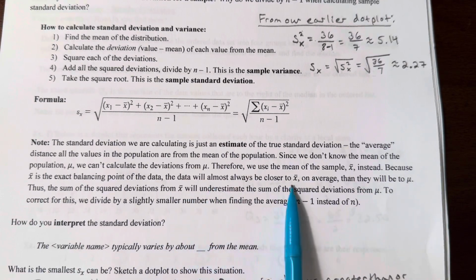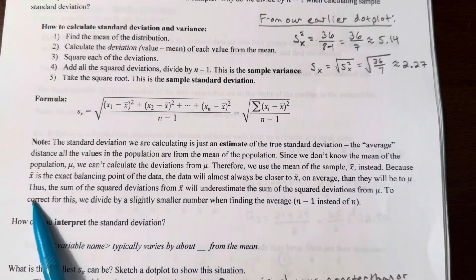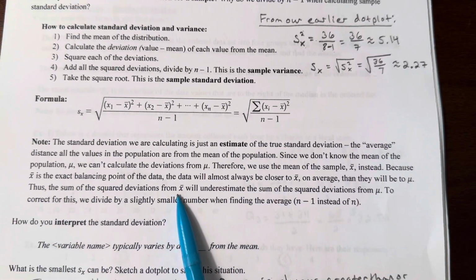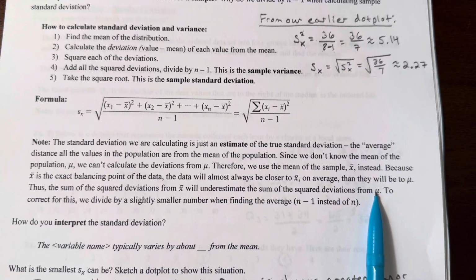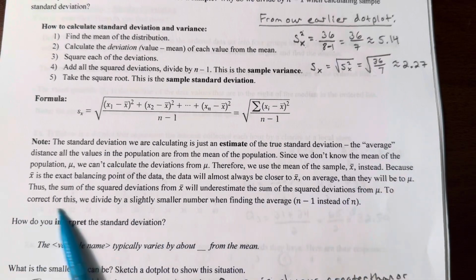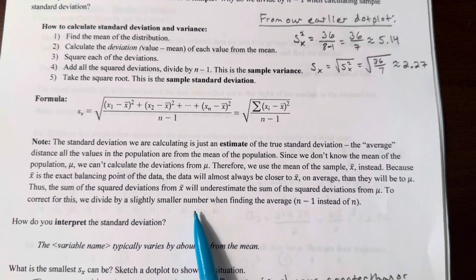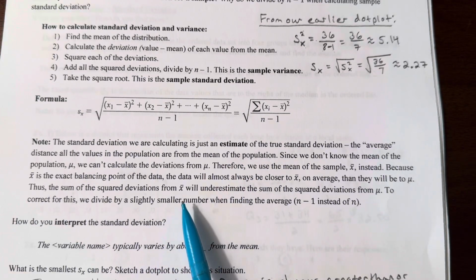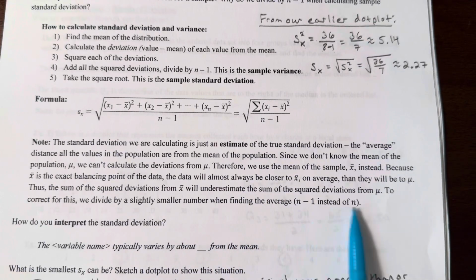The data will almost always be closer to our sample mean on average than they are to our population mean. So the sum of the squared deviations from the sample mean, x bar, will underestimate the sum of the squared deviations from mu fairly consistently. To correct for this, we divide by a slightly smaller number, because if you divide by smaller values, you end up with a larger answer when finding the average: n minus 1 instead of n.